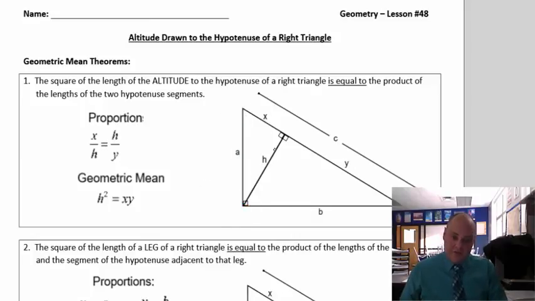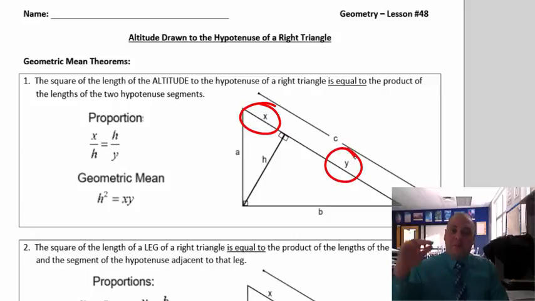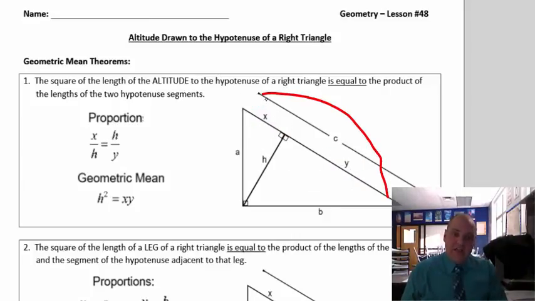Then we have the altitude. The length of the altitude we're going to call H in this lesson. Now, they could call it whatever. We don't know what it's going to be, but in this lesson, it's H. And then the two pieces of the hypotenuse, a smaller piece and a longer piece. We're going to call those X and Y, because that hypotenuse, C, is broken up into two pieces by the altitude. There's a shorter piece and a longer piece: X and Y.